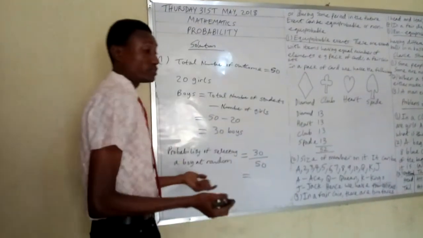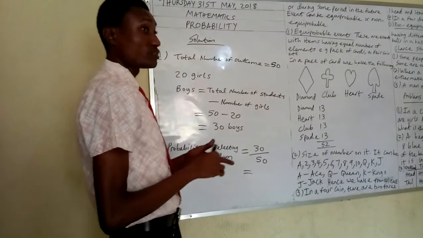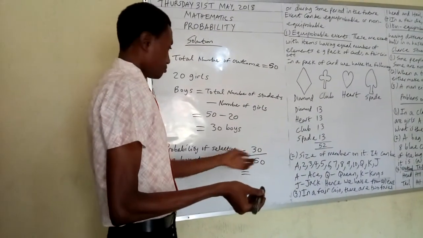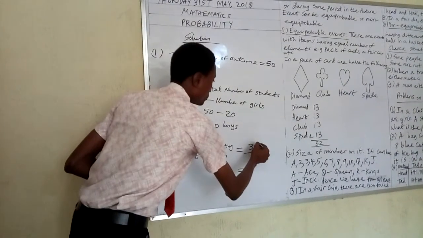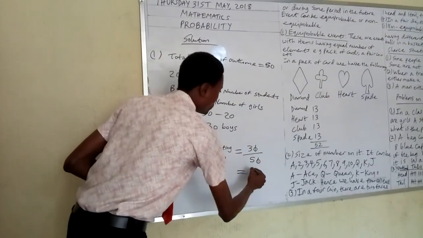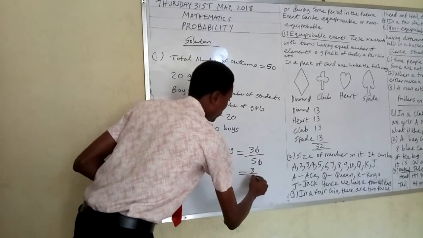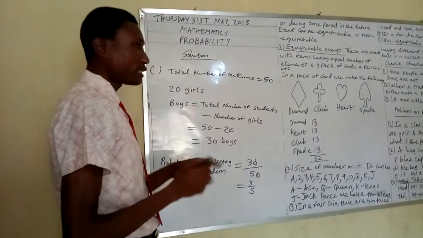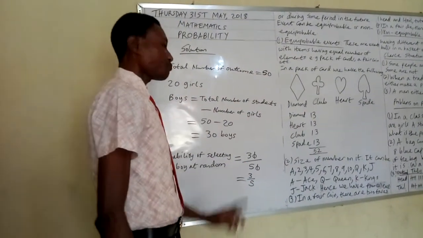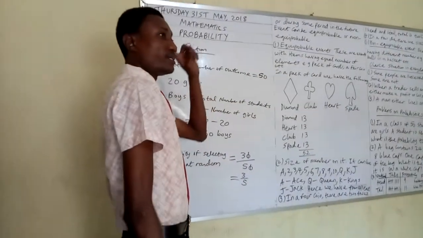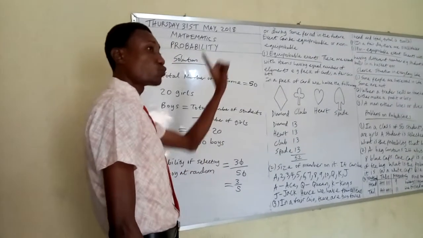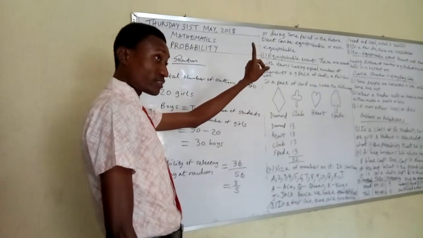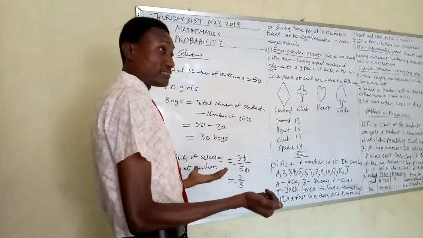Then, when you are doing calculation like this, you might give yourself a headache. This is 30, this is 50. 0 cancels 0. Then we have 3 over 5. Now, we need to understand one thing here. Probability: if it is certain that the event will take place, it is 1. If it is not certain, it is 0.